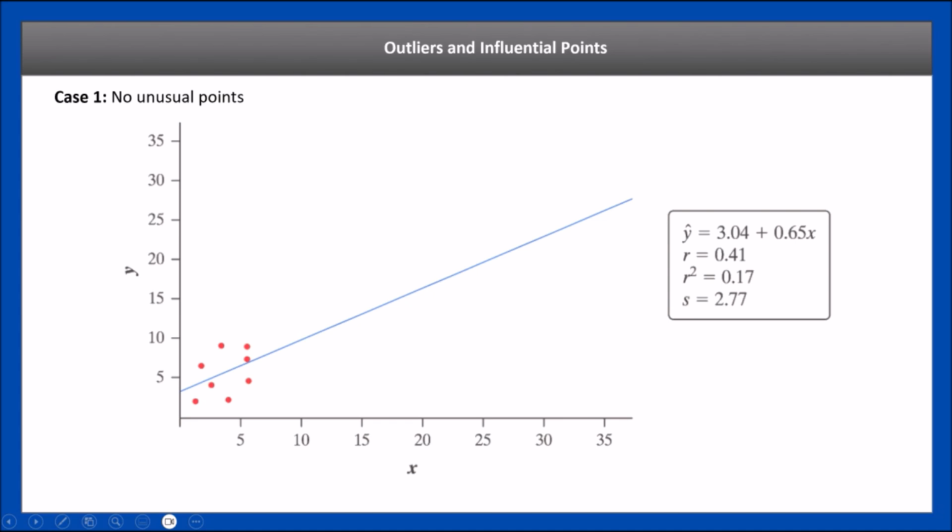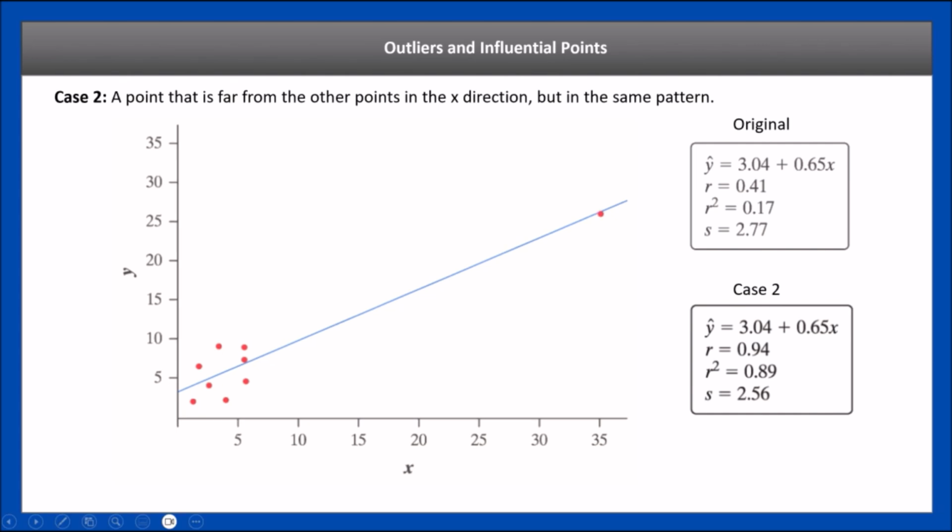Now, what happens if I introduce an outlier? So we're going to look at case 2. This is an animation going from case 1 to case 2. Notice what happens when we go from the original to case 2. What happens to the equation? Well, the equation stays the exact same, and the reason is that this point is actually very close to that line, so it's not going to really affect the graph at all. This is an influential point because that point strays very far from the data.